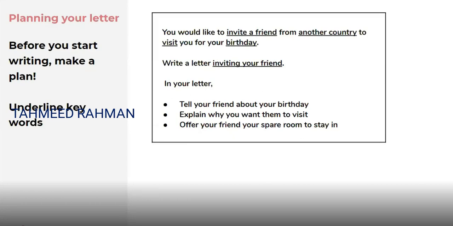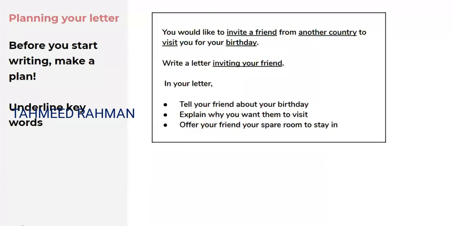So in this sample, the important words are: invite a friend from another country. Remember, it is not from your country, to visit you. They have to visit you on your birthday. And you are telling this friend about your birthday first. So if you plan this carefully, you will write a separate paragraph for each of these bullet points, and then you explain why you want them to visit.